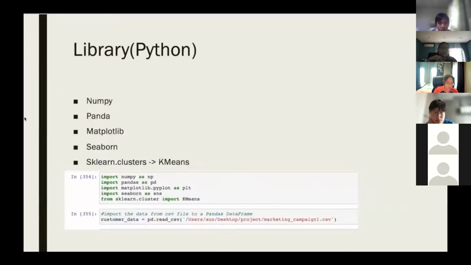Python libraries I used in this project are NumPy, Pandas, Matplotlib. These 3 are basic for data analysis, and Seaborn will be used with Matplotlib for visualization. And for the K-means algorithm, I used the sklearn cluster library.